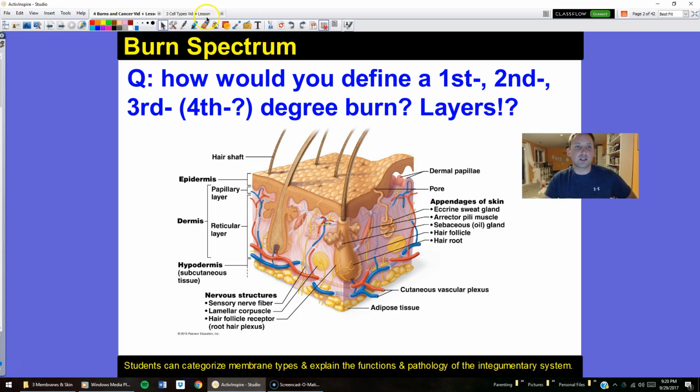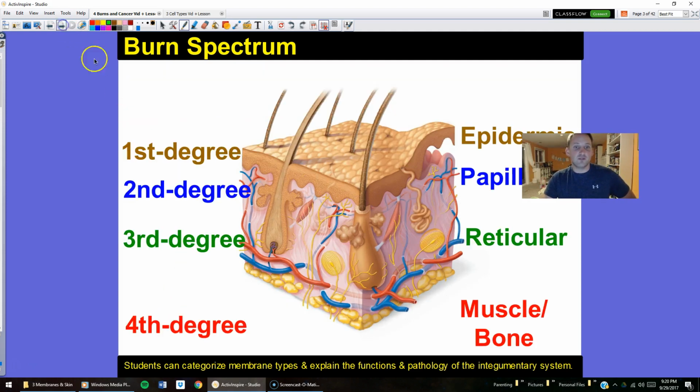Yes, it's true, the epidermis is first degree. The papillary layer is the second degree, and a third degree burn would be the reticular layer and/or the hypodermis. So it can include both. And so fourth degree is actually deeper than that. Fourth degree is actually going to be the muscle underneath the skin. So if you can get a burn bad enough, it's actually burning the muscle or the bone below the muscle. That would be considered a fourth degree burn.